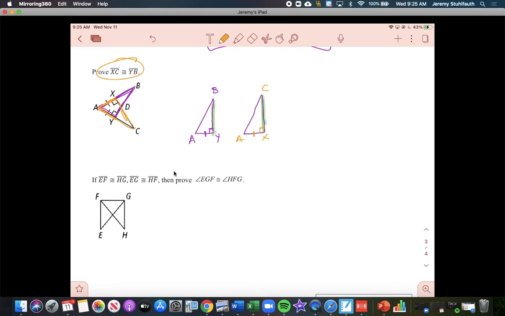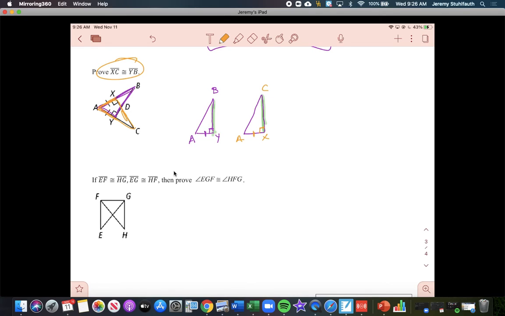So again, look, I took the two triangles that were overlapping, I redrew them over here so that they're easier to work with. Now, we have two pieces that we know are congruent. We need to figure out at least one more piece that's congruent in order to figure out whether or not these two triangles are congruent.